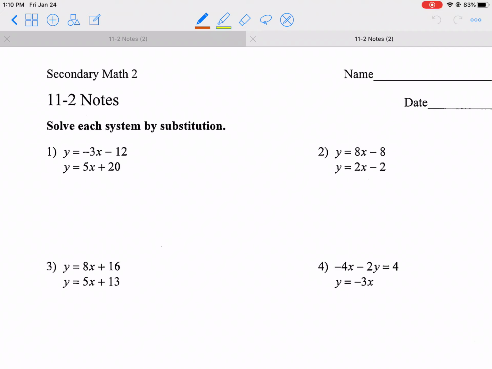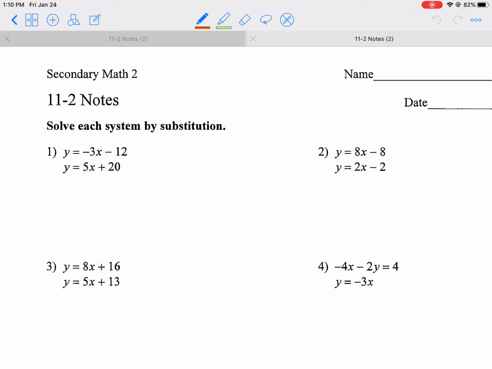All right, the next lesson, 11-2, we're solving systems of equations again, but this time we're going to use substitution. So this is a more algebra-heavy method than the graphing. The reason we would need multiple ways to solve is that in graphing, it's not always convenient to graph, especially if the y-intercept was like -1,000 or something, that's not an easy one to graph.